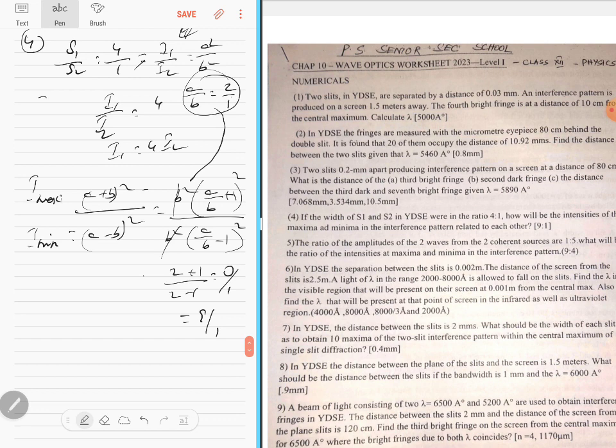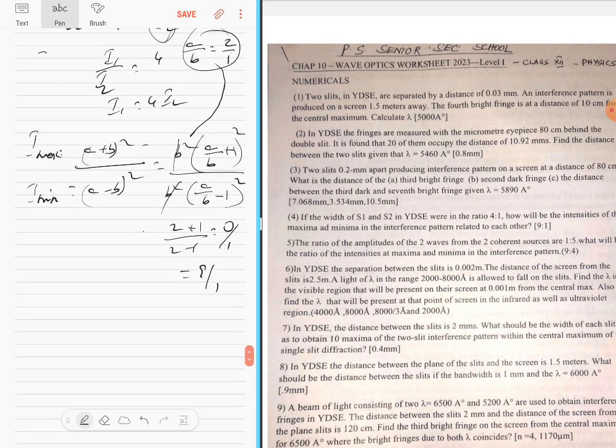So the slit widths and the incoming intensities will be in the same ratio. With that, you put it in the formula of I max by I min, and you get 9:1. So let's go to the next question.